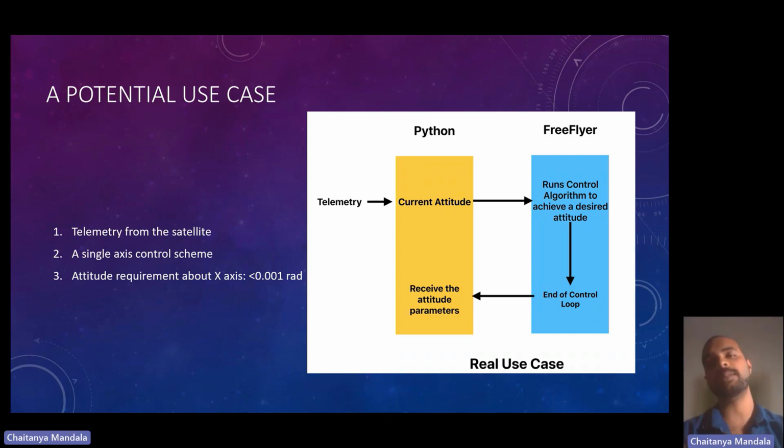After the end of the simulation in FreeFlyer, it sends back the attitude parameters to Python so that it could communicate back to the satellite. So what I'm going to implement is a single axis control scheme, and the attitude requirement is less than a milliradian.